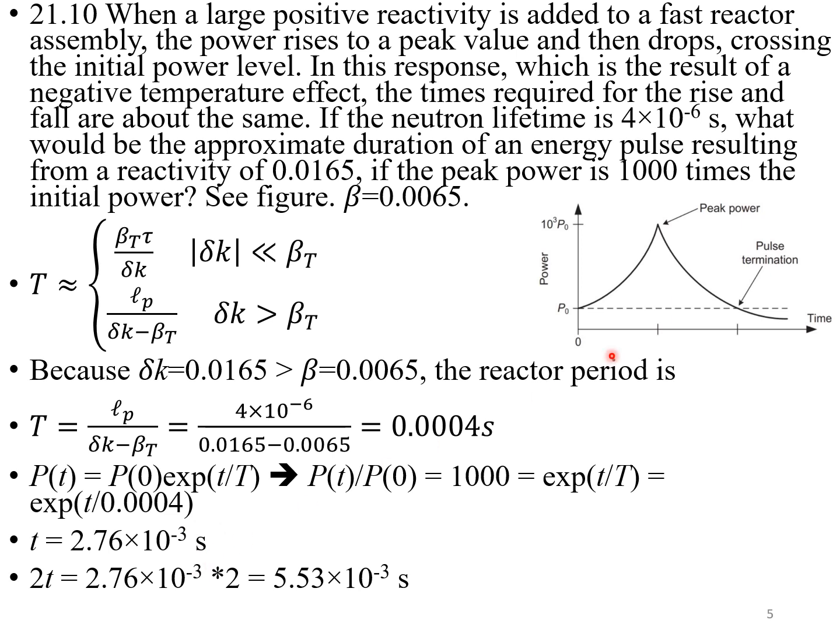So this is the time needed for the power increasing. And the problem asks for the entire pulse duration. So that is 2t. Then just twice this t, we get 5.5 times 10 to negative 3 seconds. That will be the final answer.